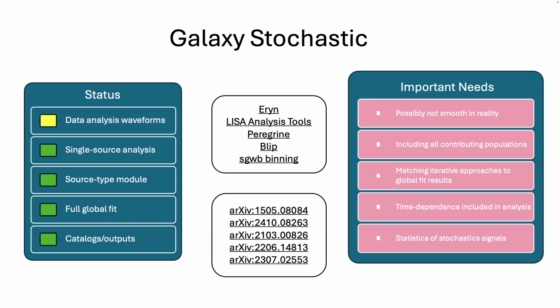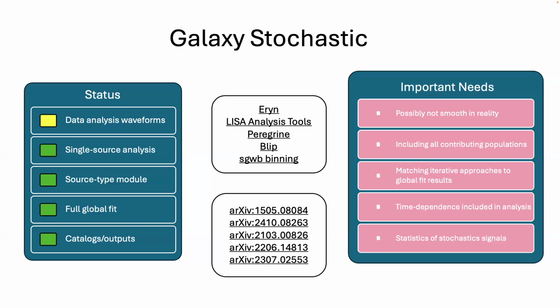There's a recent paper, I forgot who was the first author, I know Katie Breivik, I think Tyson Littenberg was on it. That one talks about a potential background from cataclysmic variables that are at specific frequencies. So this potential non-smoothness is something we really need to think about, work through and understand, how that will affect our reality and our results. That goes along with the second point, including all contributing populations.